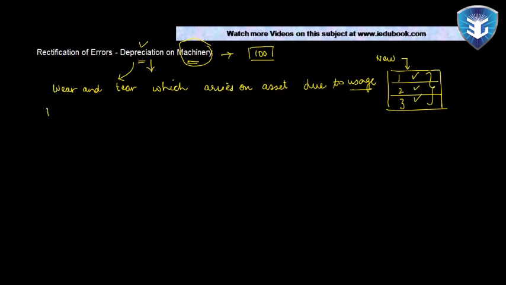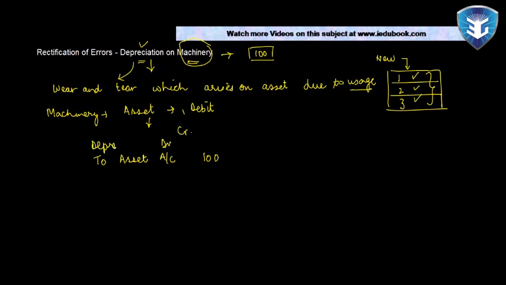Now machinery is what? Machinery is basically an asset, and we know all assets have debit balance. If you have to reduce the value of the machinery, you have to credit it, right? Because that's the way plus and minus works in accounts. To asset account, let's say the depreciation was 100, and what will you debit? You debit depreciation account. Depreciation is basically an expense, okay, and when you incur an expense, that is debited by 100. So this is the normal entry which you make for depreciation.